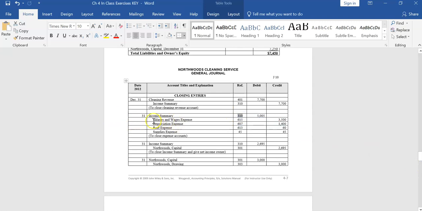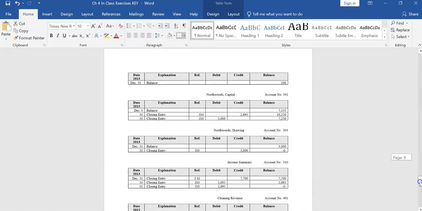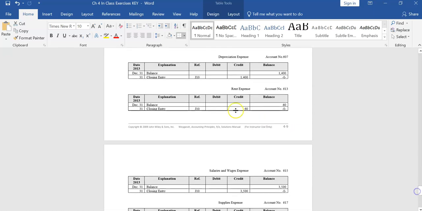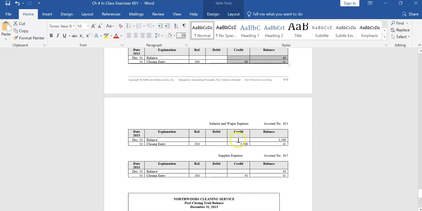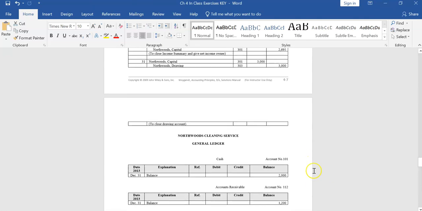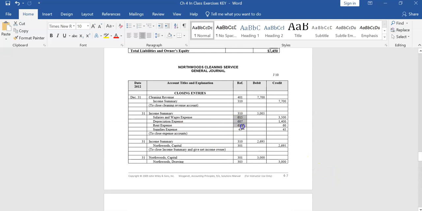Then I'm going to do these all at once, we're going to credit all of the expense accounts for their balances. So here we are crediting depreciation expense, offsetting its debit balance to zero. $60 credit balance in rent expense, offsetting its debit balance to zero. Same thing for salaries and wages and supplies expense. I'm going to take each account's post reference or its account number back up to the general journal. Notate that those have been posted.